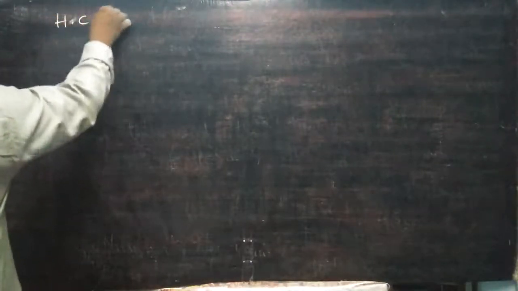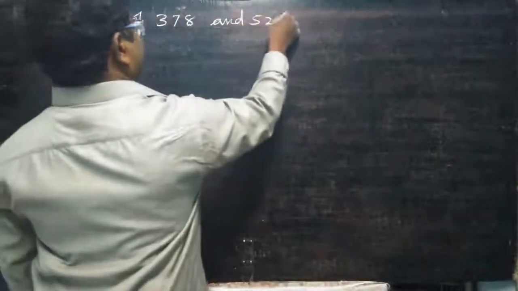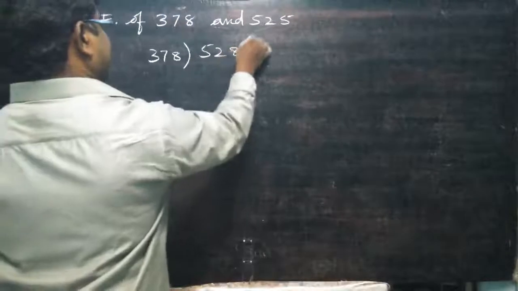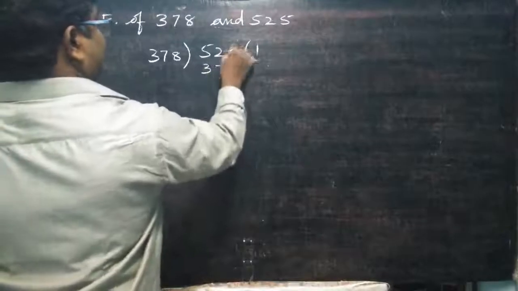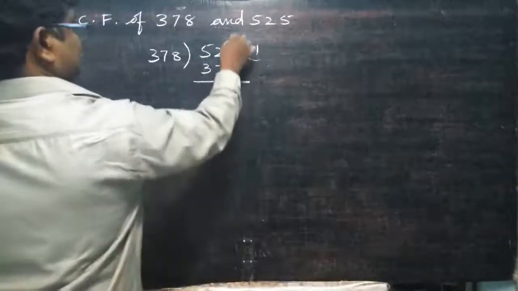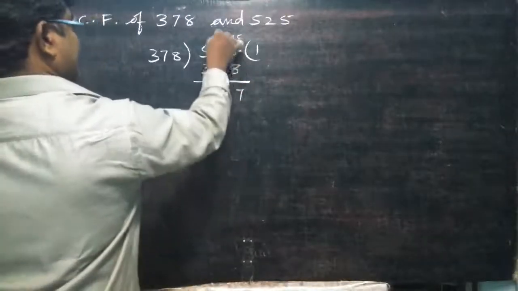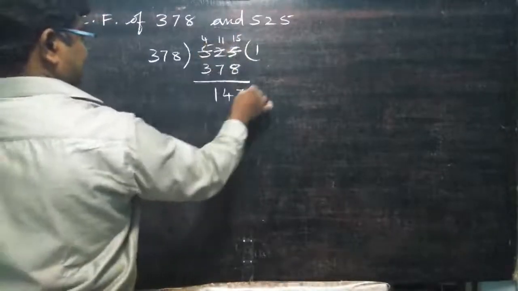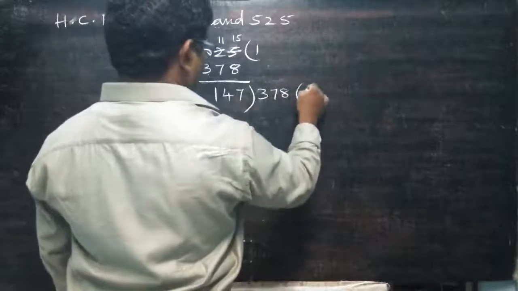How to find HCF of 378 and 525, I will explain. 525 divided by 378, one time. 378 from 525, borrow, here 15 minus 8 is 7, 11 minus 7 is 4, 4 minus 3 is 1. Again, 378, try for 2 times.